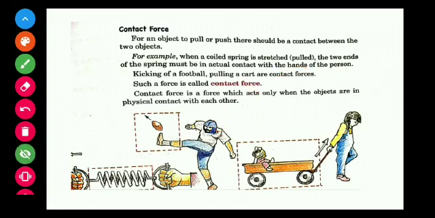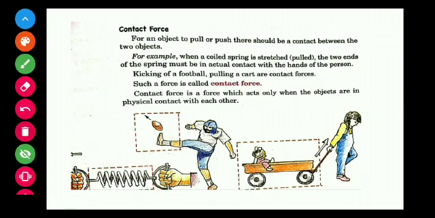What is contact force? First of all, pay attention to the example. In this case, we apply a force on the spring. This is the direction of force, and this is the direction of force. While applying the force on the spring, there is a direct contact between the person and the spring.